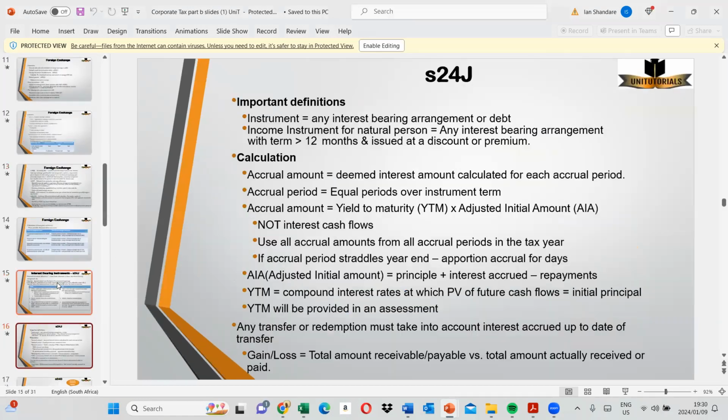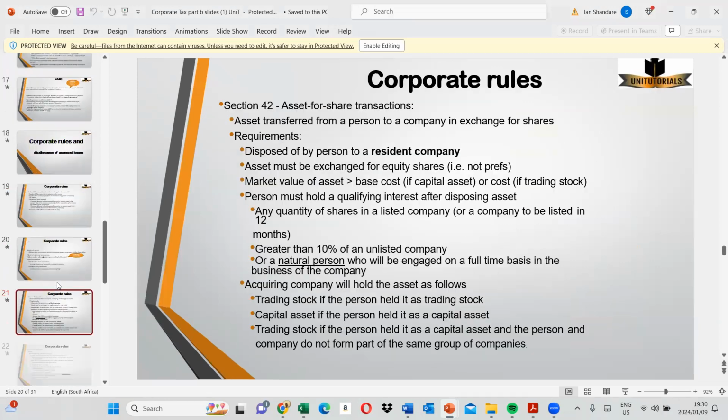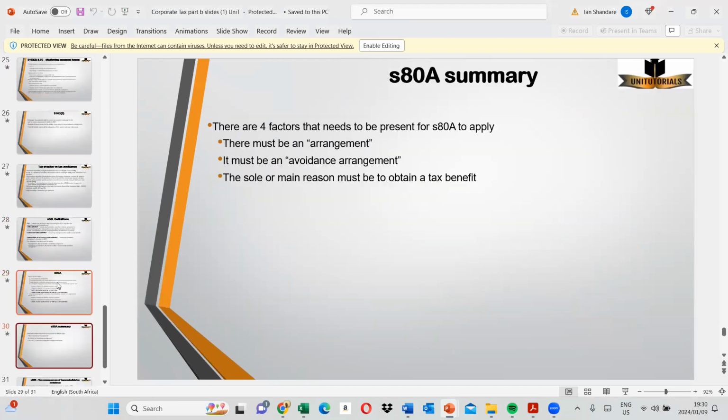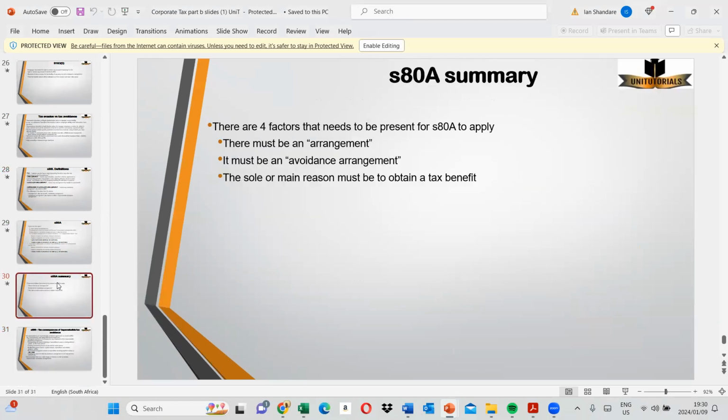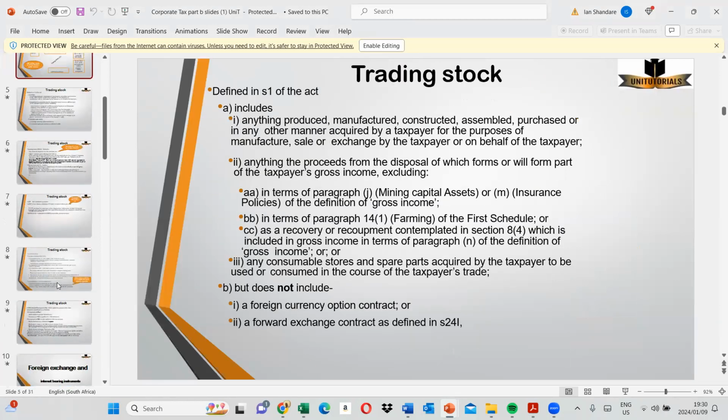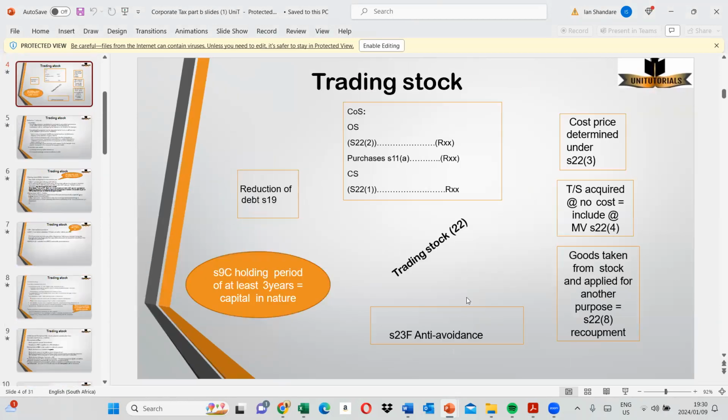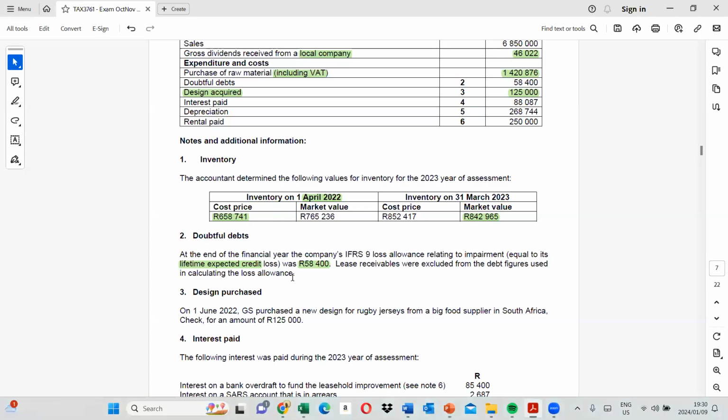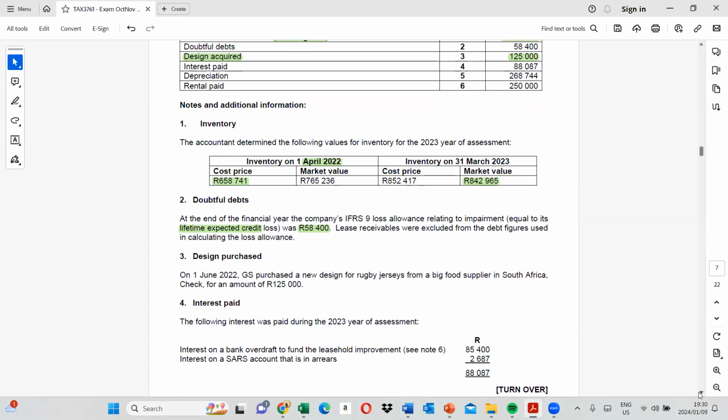And then the trading stock, of course, I believe you guys still recall that you use the lesser of cost and open market value, so you're still going to use it in that regard. All right, so that's what we have in terms of the design, and then we have interest paid, then they referred us to the form. All right, let's quickly look at it and see.